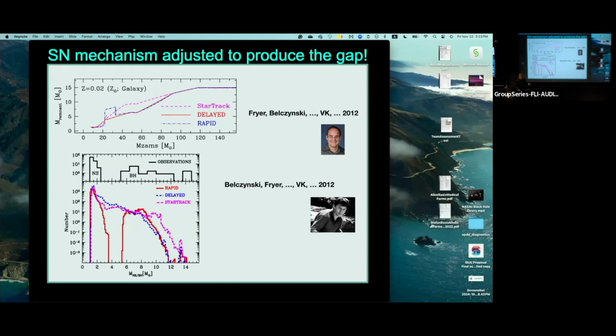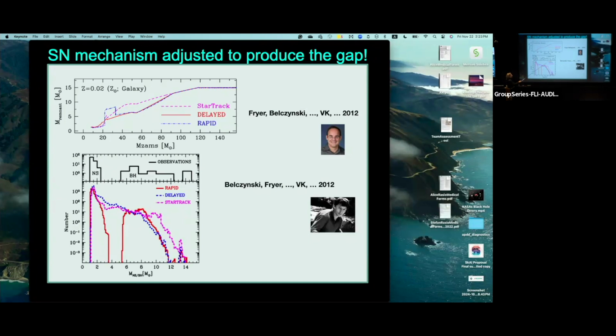But clearly, since there is a gap in the data, the rapid model is favored. That's not a prediction, of course, you understand. So that's where the birth of these famous, for those who are in the compact object community, the rapid model and the delayed model were born. And then in a follow-up paper within months, here's the gap.